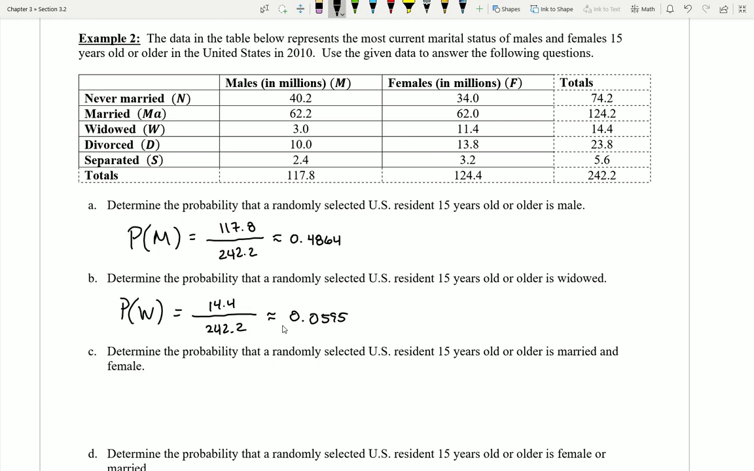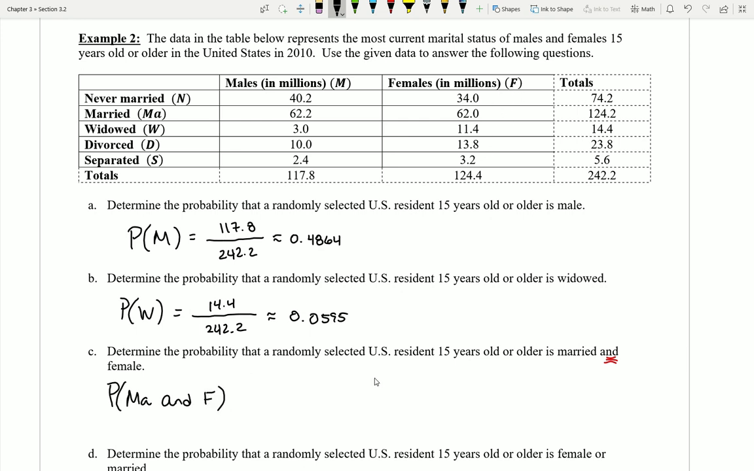Now part C ramps it up a tiny bit. Take a look at how. Determine the probability that a randomly selected U.S. resident, 15 years old or older, is married and is female. So notice here that I'm going to have to include a little bit more in my probability notation. I want the person to be married, so I have a symbol for that. That's MA. And I want them to be female, which has my symbol of F.